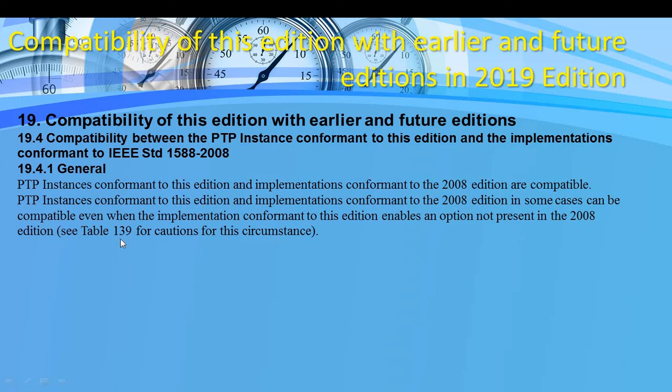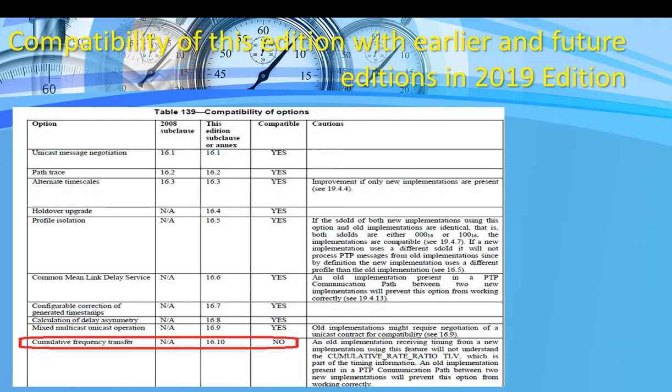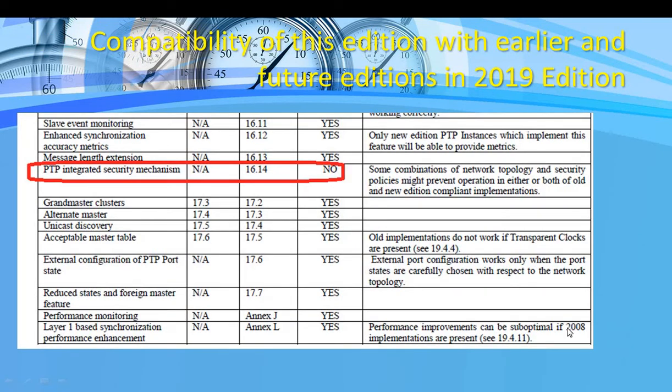Here's table 139. This is table 139 with the cumulative frequency transfer. That part only exists in the 2019 version, but it does not exist in the 2008 version. And the second item is the PTP integrated security mechanism. That's a major change in the 2019 version.